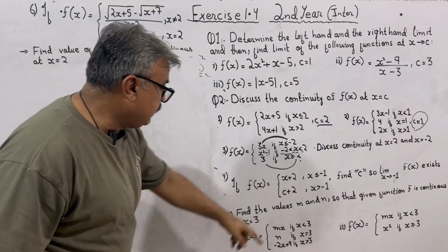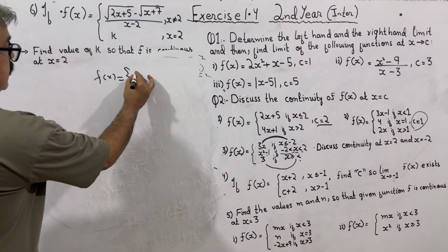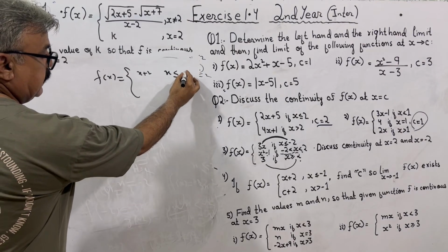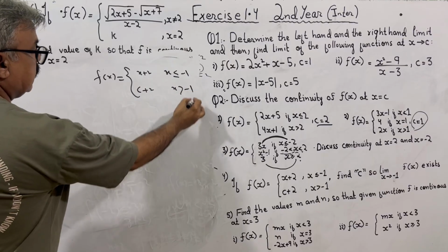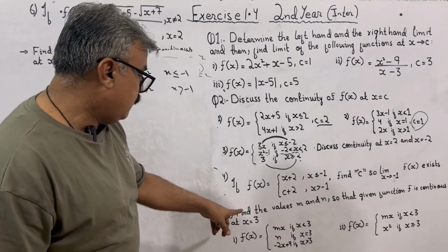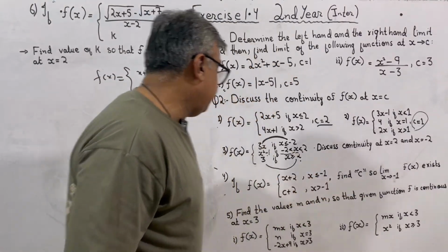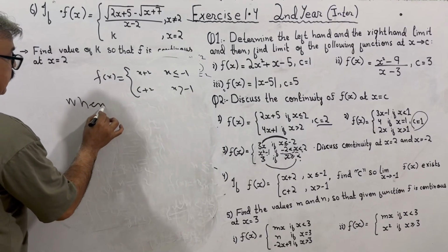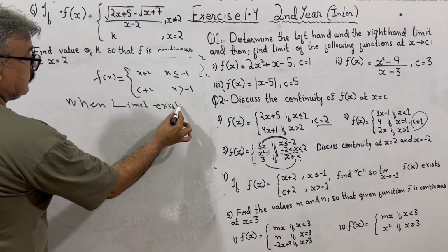This is our function: f of x is x plus 2 when x is less than or equal to minus 1, and it is c plus 2 when x is greater than minus 1. Now, what is this? Find c when the limit exists.